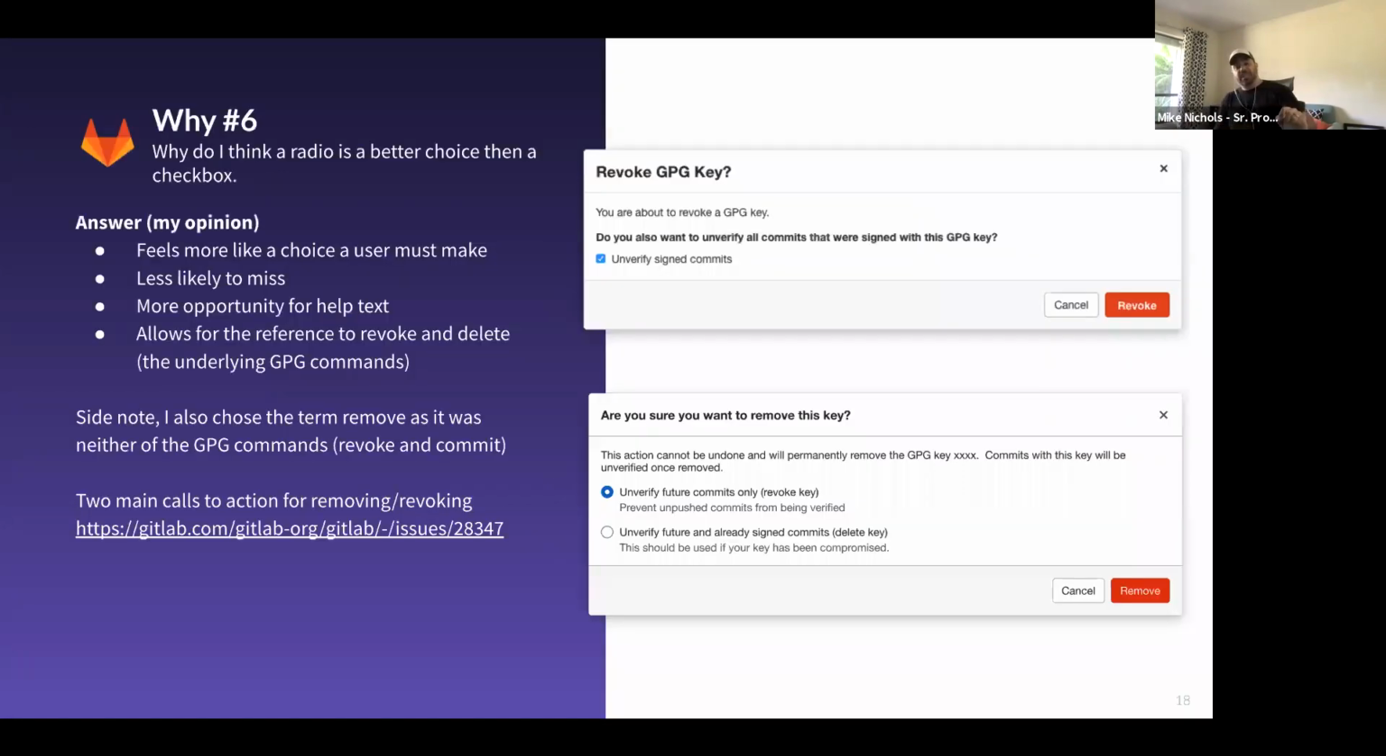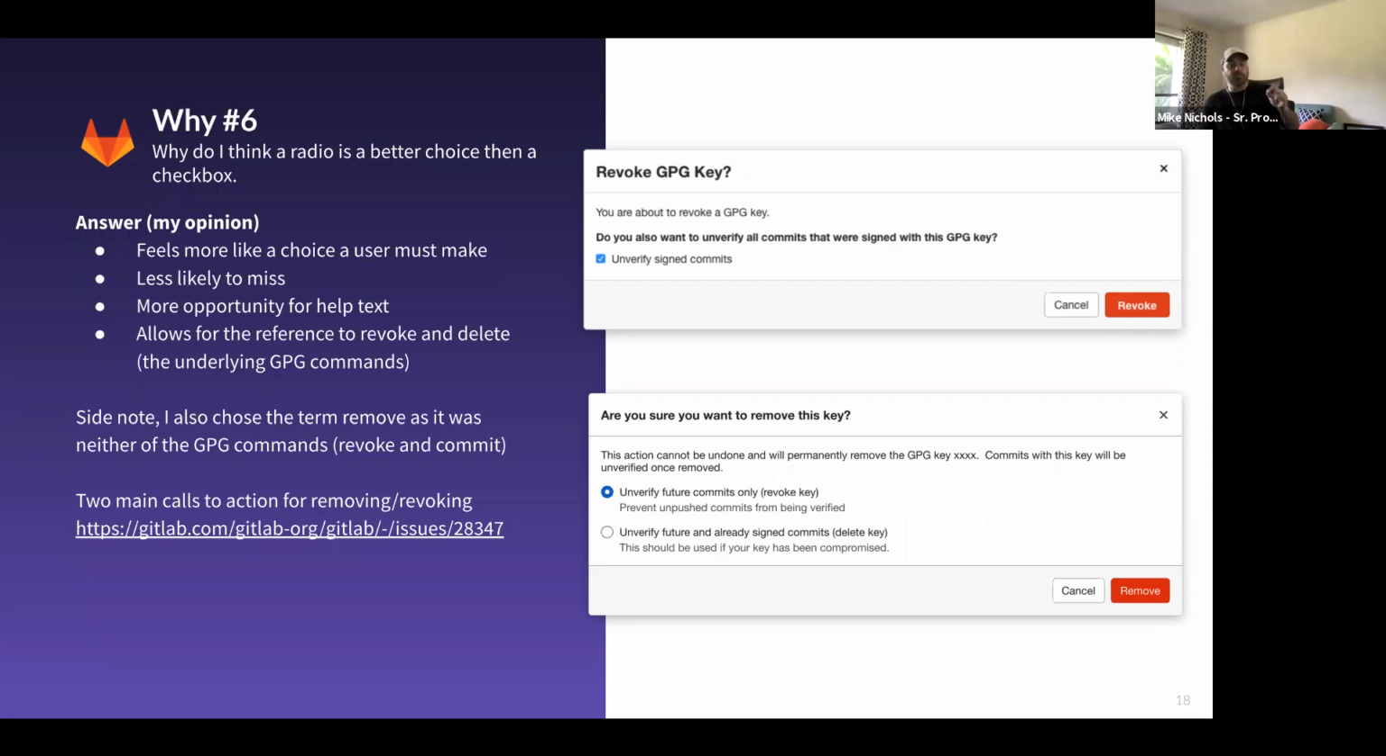What I'm suggesting is that we go to a radio button, and here are my very opinionated reasons why. To me, it feels like more of a choice that the user makes, and it's less likely to be missed. Those two are combined together. If it's just a checkbox, you could easily skip past that, but a radio button forces you to make a choice, and we can still default to one.